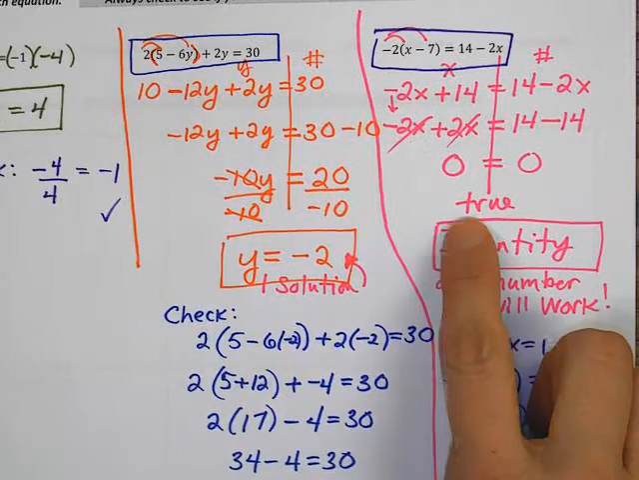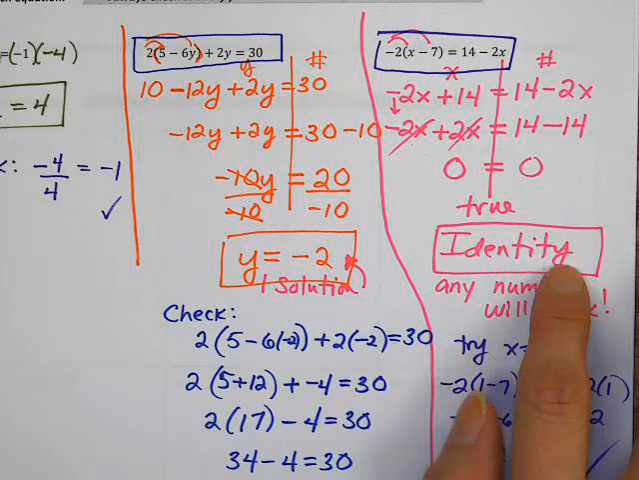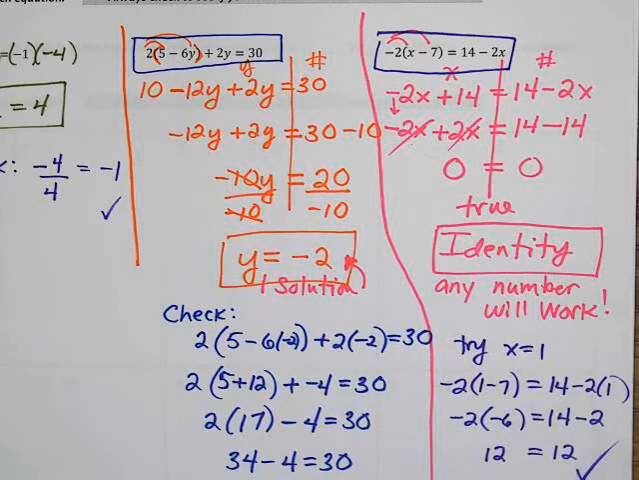What if you get something that's false? Then you write no solution. Okay, and then no number will work. And this doesn't happen a lot, just sometimes.